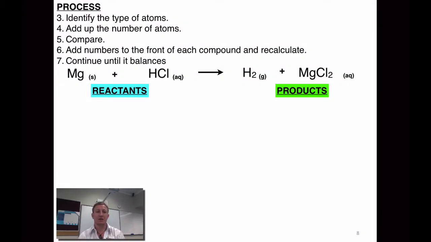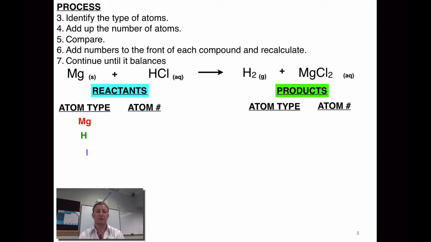Okay, so let's look at this process. So the first thing that we need to do is to run through the different types of atoms that we've got. So there's our 2 columns, atom type and atom number. So we've got magnesium, hydrogen and chlorine on the left hand side, and on the right hand side we've got hydrogen, magnesium and chlorine and nothing else. Okay, the atom types match on both sides. Brilliant, good start. Now what we're going to do is to add up the number of atoms we've got on each side. So for magnesium, which is going to be shown in red, we've got 1 atom. For hydrogen, in green, we've got 1 atom, and in chlorine, in purple, we've got 1 atom.